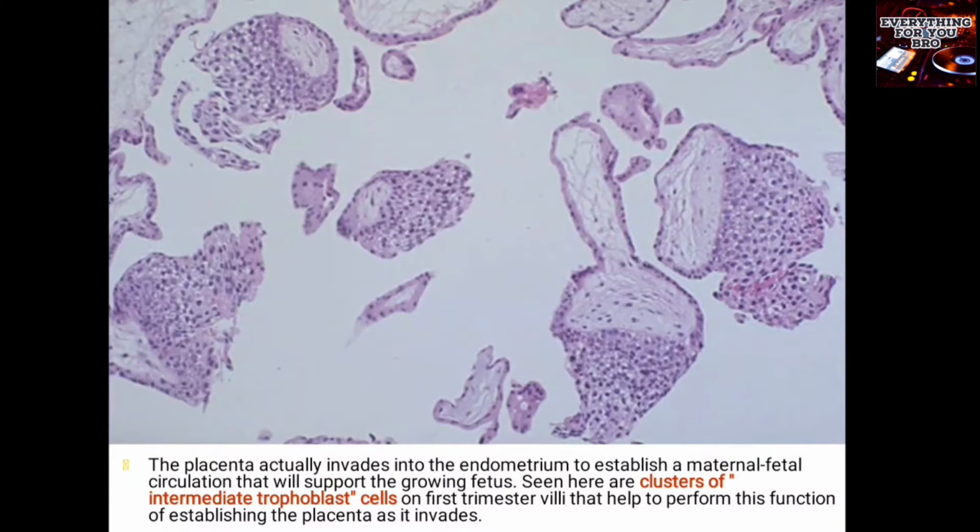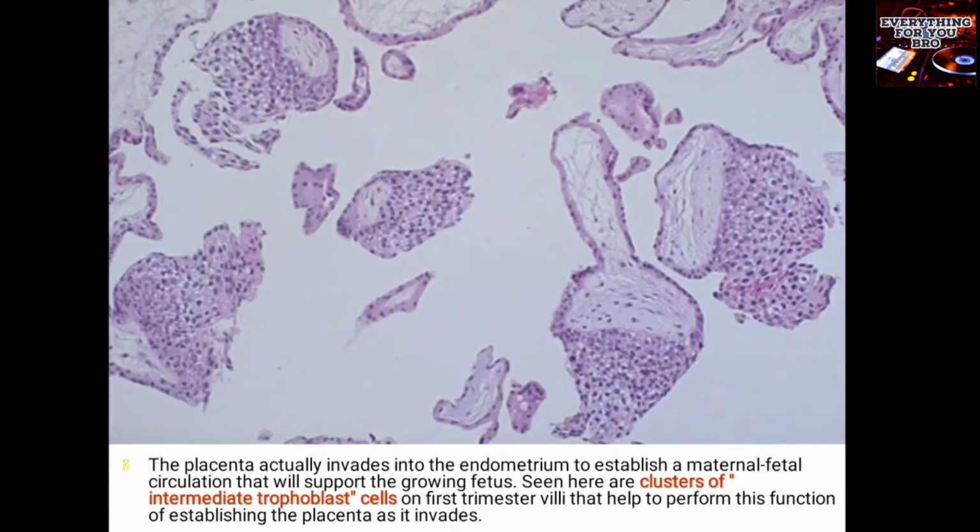What actually happens is that the placenta, after implantation, enters into the endometrium and myometrium, to establish the maternal and fetal circulation that will support the growing fetus. Seen here are clusters of intermediate trophoblastic cells on the first trimester villi that help to perform this function of establishing the placenta as it invades.